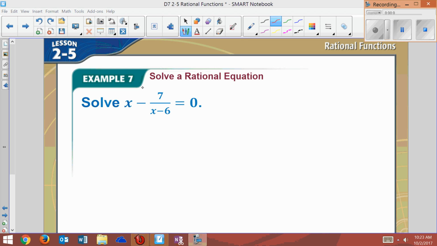Now let's talk about how to solve a rational equation. My first step is to multiply by the factors in the denominator, which in this case is x minus 6. So everything would get multiplied by x minus 6.